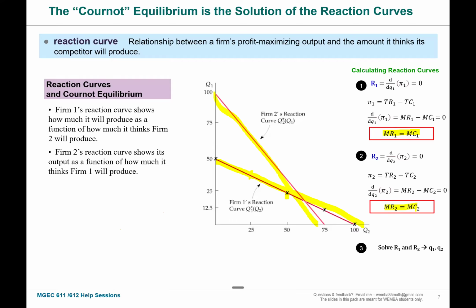So in the end, an oligopoly model is really the intersection of the reaction curve of firm 1 with the reaction curve of firm 2. When you solve these two equations simultaneously, R1 is MR1 equal to MC1 and R2 is MR2 equal to MC2, you get Q1 and Q2, and that's really the Cournot model. The Cournot model is frankly the intersection of the reaction curves of the two firms.